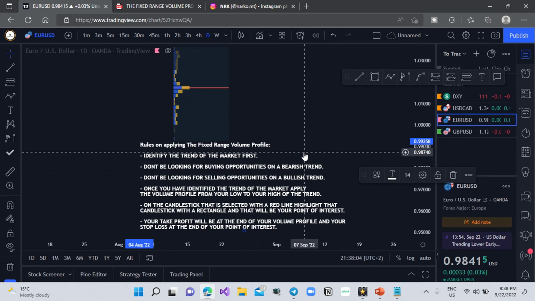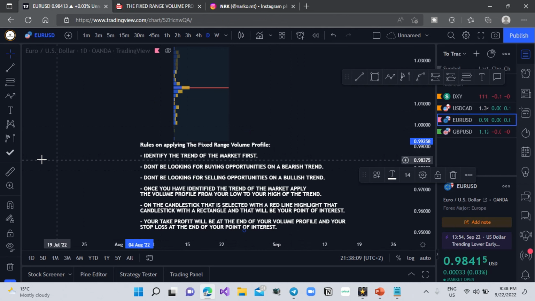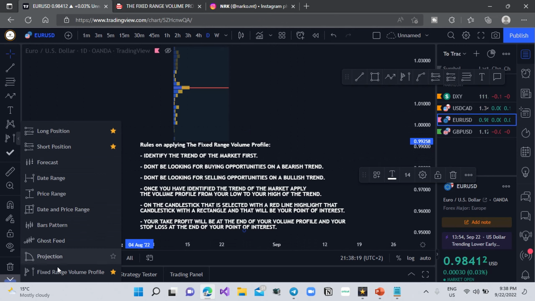Okay, the fixed range volume profile is located here by the prediction and measurement tools, and as you click on this tab, it's the last one under this tab. Yeah, that's where you locate it.